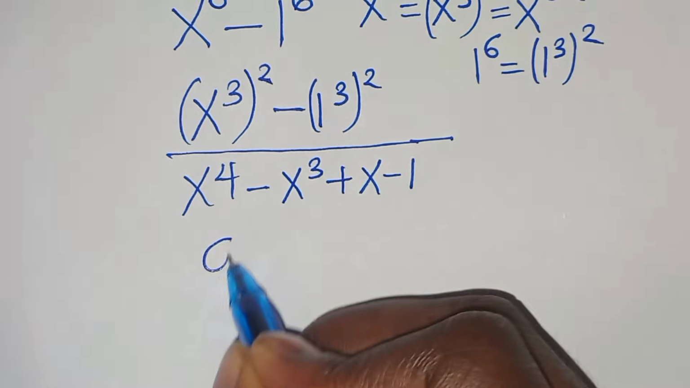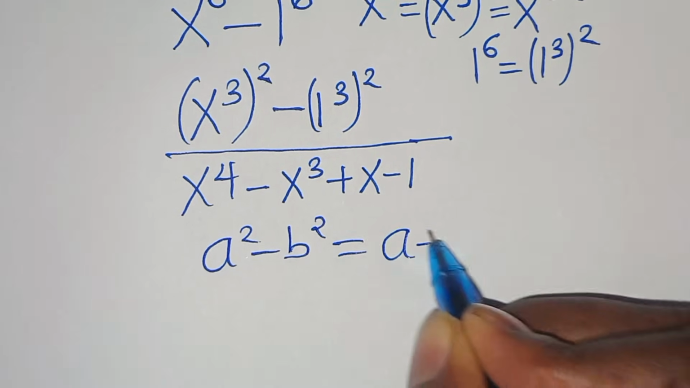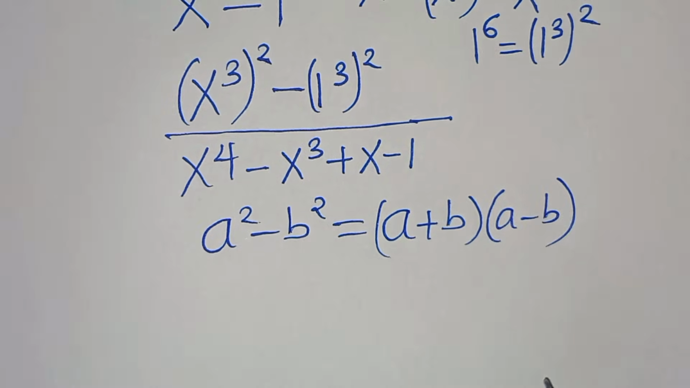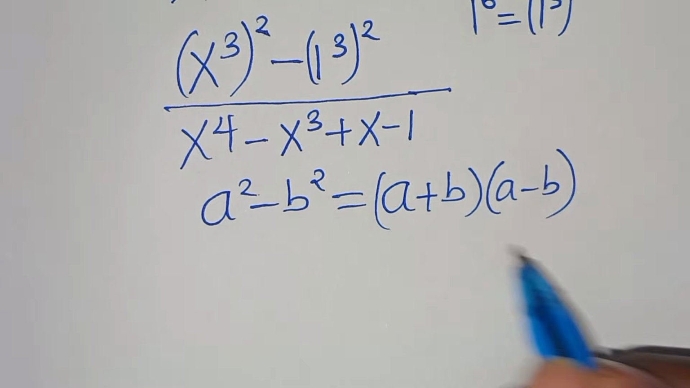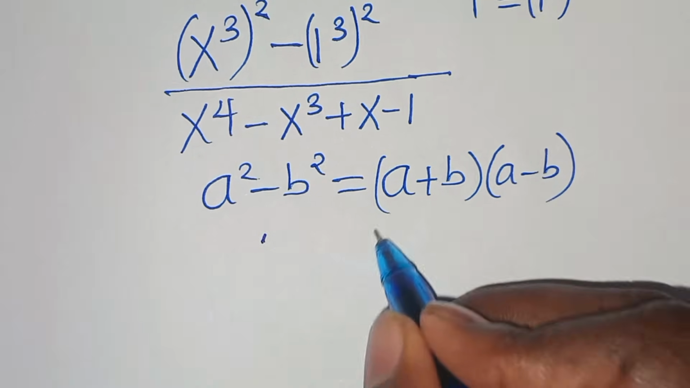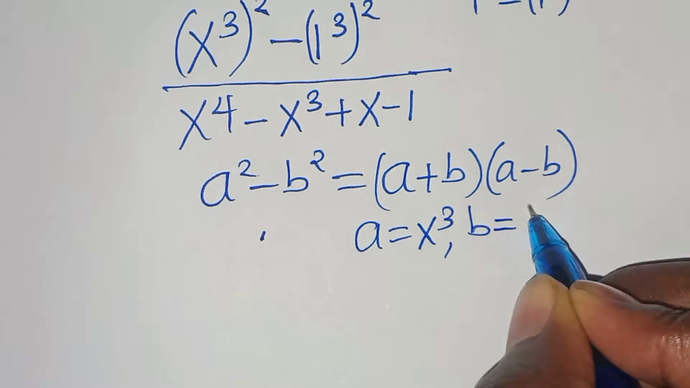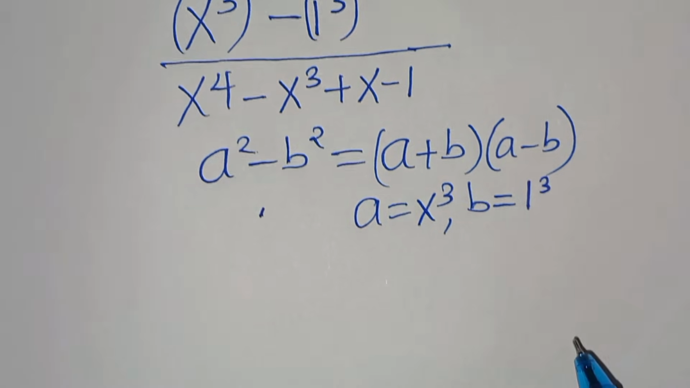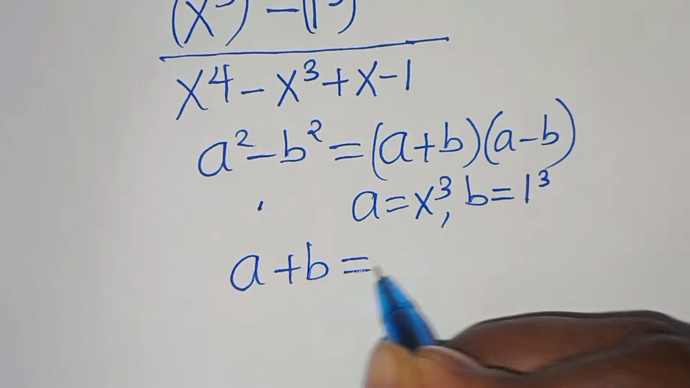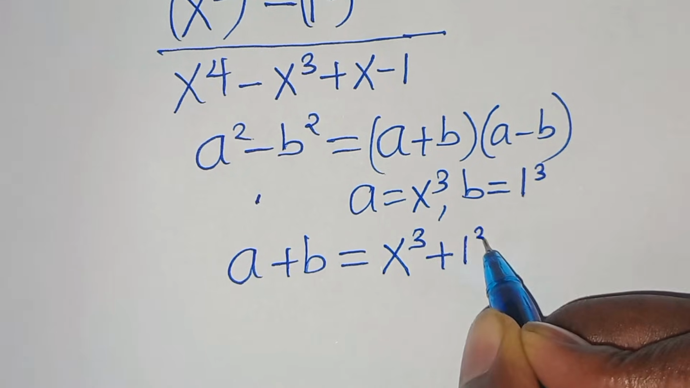This is in the form of a squared minus b squared, which we can express as a plus b multiplied by a minus b. Applying this difference of two perfect squares here, in the numerator, remember here a is equal to x to the power of 3 and b is equal to 1 to the power of 3. So this means we have a plus b.